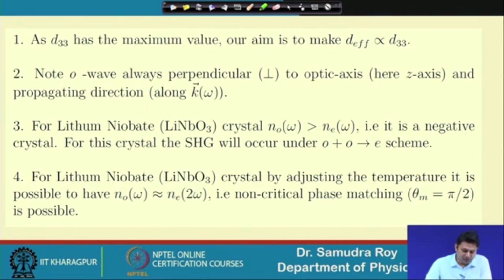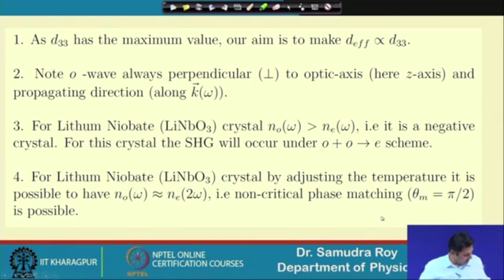As I mentioned, for the lithium niobate crystal, by adjusting the temperature, there is a possibility that we can have n O of omega equal to n of 2 omega, which we have already shown. That means my phase matching angle is around pi by 2, so k is perpendicular to the optic axis, and that is the direction along which we have phase matching.